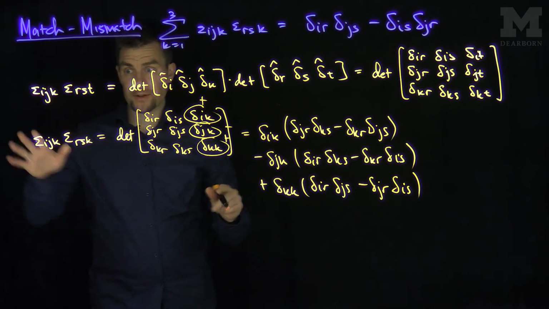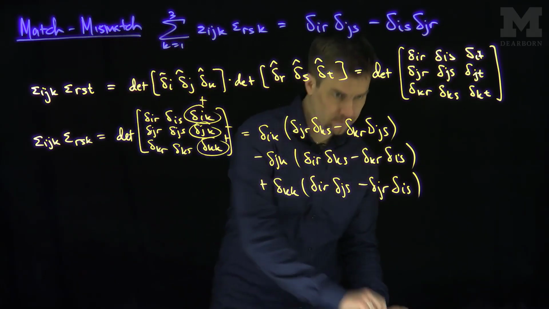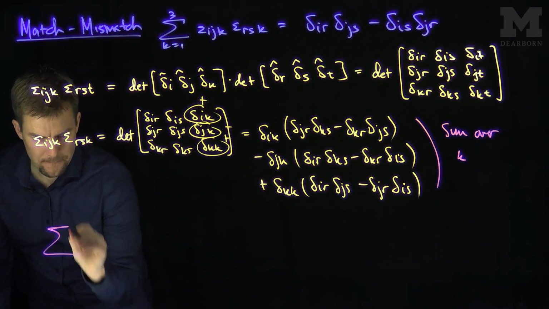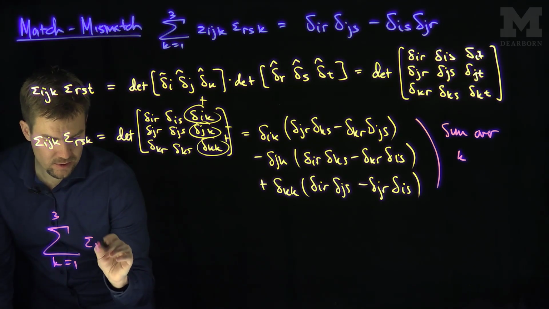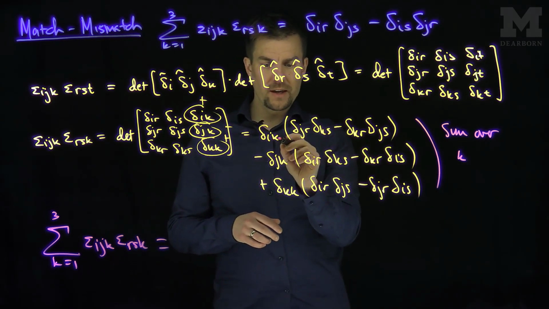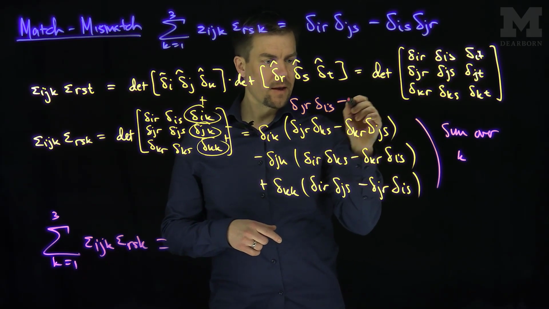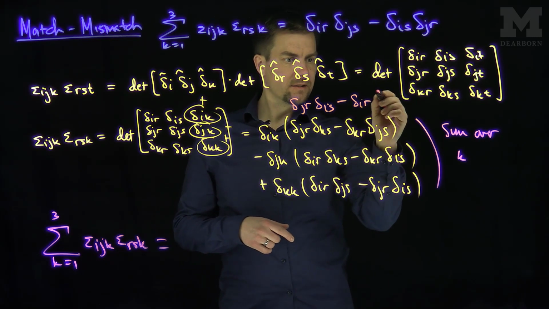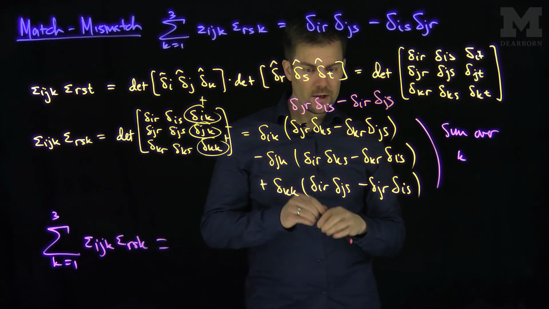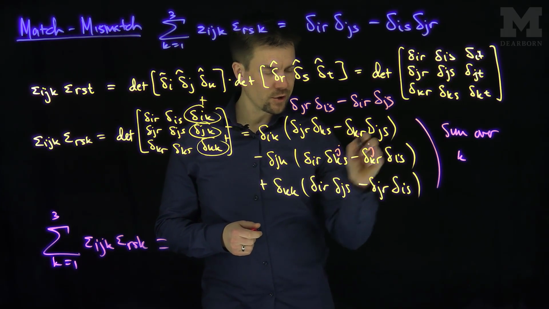Now, if I sum this expression over k, what's going to happen? Summing this expression over k, in this first term, we'll get the sum, k goes from 1 to 3, of epsilon I j k, epsilon r s k, which will be equal to what? Well, in this expression, all the k's will become i's. So this will turn into a delta jr, delta is, minus delta ir, delta js for this first term. If we sum over k in this expression, all the k's will become j's. So this k will turn into a j, this k will turn into a j.